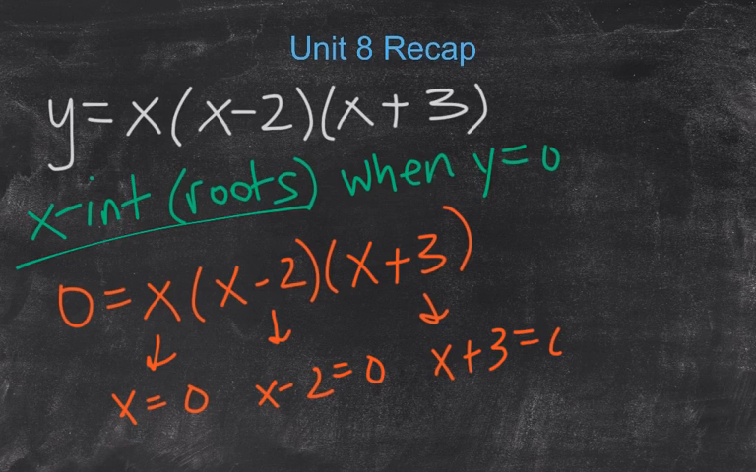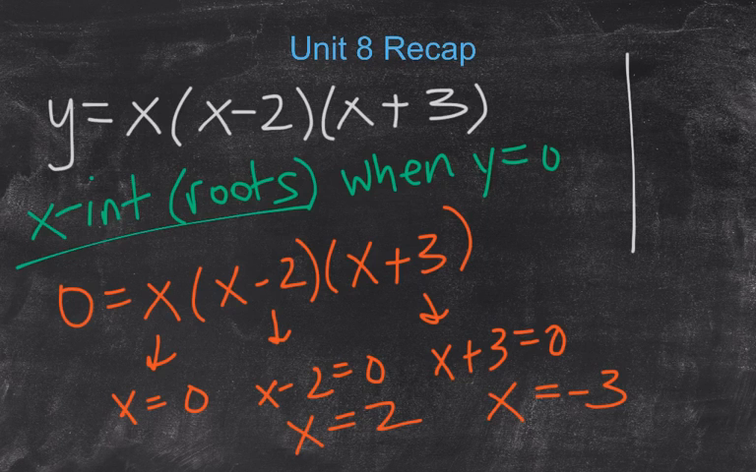So I know that there are going to be solutions to this, aka x-intercepts or roots, when x equals 0, x equals 2, and x equals negative 3. So from a sketching perspective, this is really sweet because I can just go into my picture, into my sketch, and I can put an x-intercept at 0, 2, and negative 3. I'm going to make a little space for myself here.